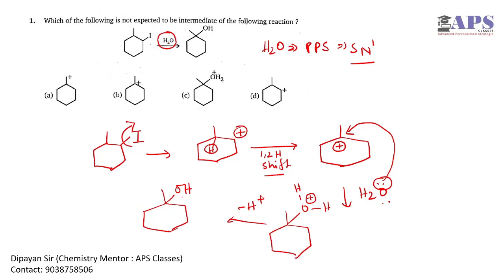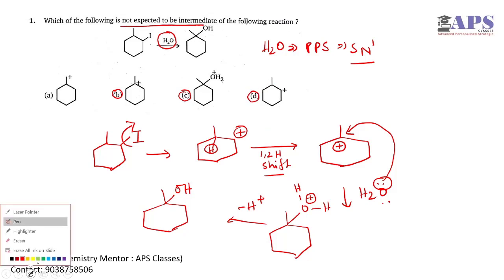The question asked which is not expected to be an intermediate. In this case, B is formed, C is also formed as product, and initially we have D carbocation. So the answer is going to be option A. This carbocation is not formed at all during the course of the reaction. I hope this explanation is clear.